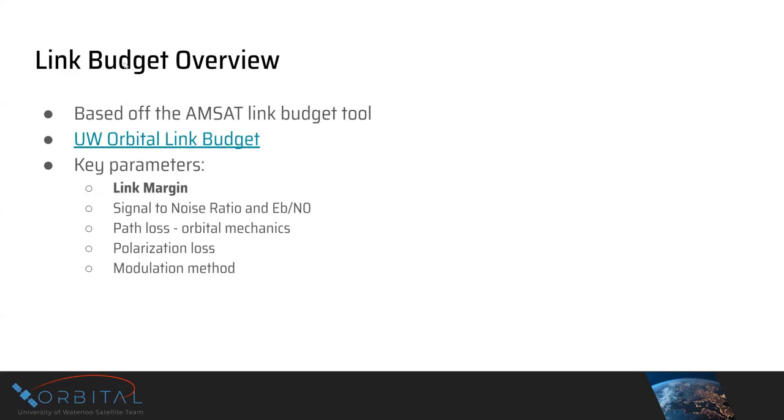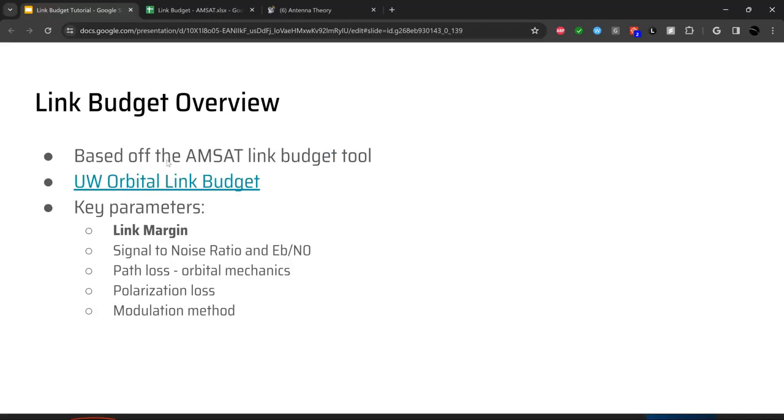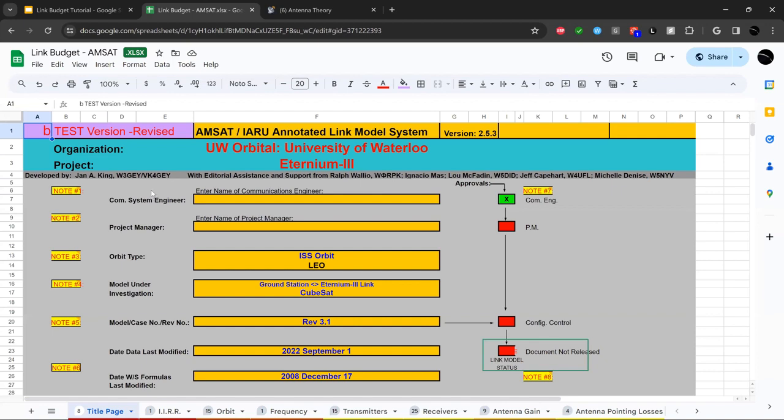So the UW orbital link budget is based off the AMSAT link budget tool. AMSAT is an organization that has made and launched amateur radio satellites, and they provide this tool for anybody to be able to use to create a link budget. So let me just go to that and I'll come back to the slideshow. So here's the link budget. This is the title page.